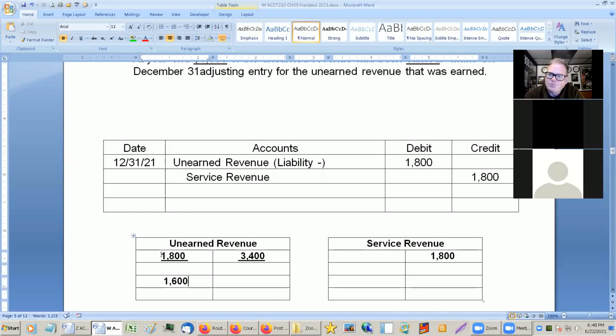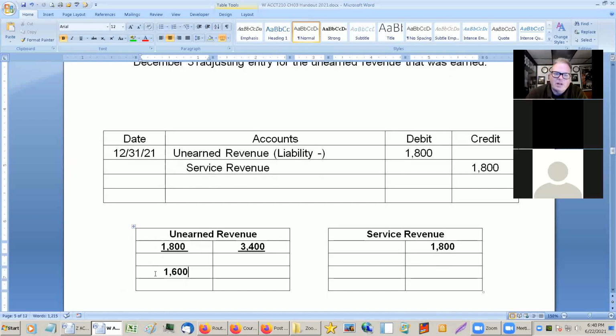All right. So this would be what we left. So we still owe them $1,600 worth of work, but we get to recognize 1,800 of the revenue. And again, this is revenue. Every adjusting entry has either revenue or expense. In this case, it's a revenue. And it's only for the amount that we earn, not for the whole 3,400, and we still owe them for the 1,600.